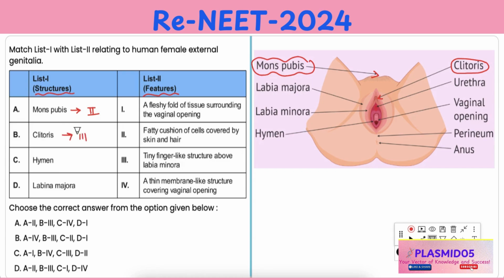The hymen is a thin membrane that partially covers the vaginal opening in some individuals. Thus, C matches with 4. The labia majora are the larger outer folds of tissue that protect and surround the vaginal opening. Thus, D matches with 1. Hence, the correct answer is option A. Options B, C, and D are incorrect, as these options include incorrect combinations.